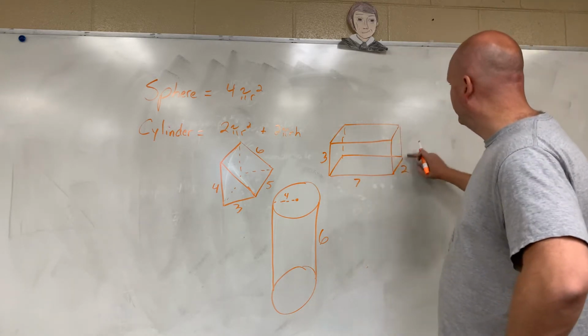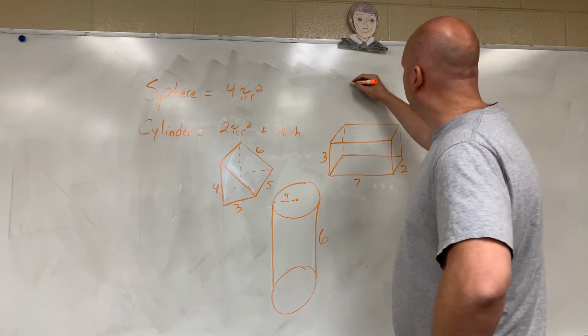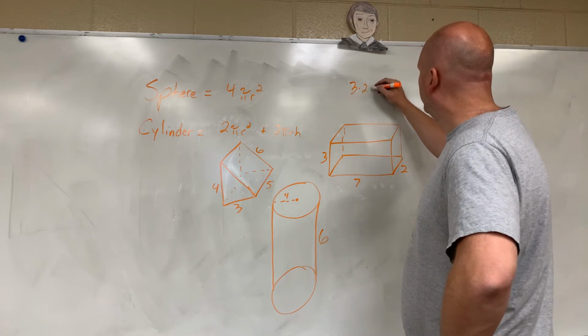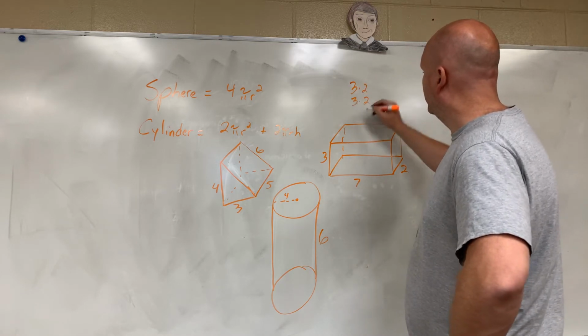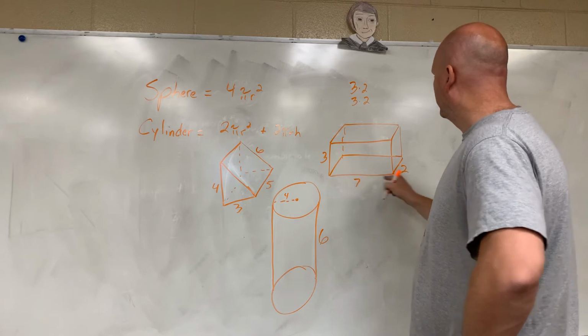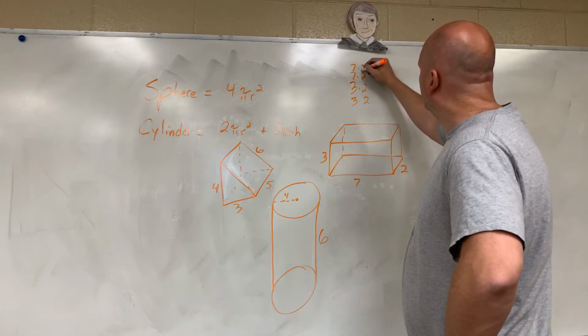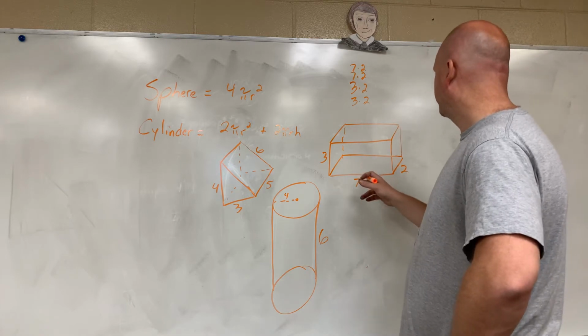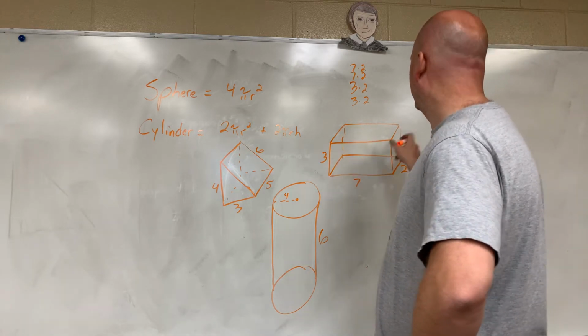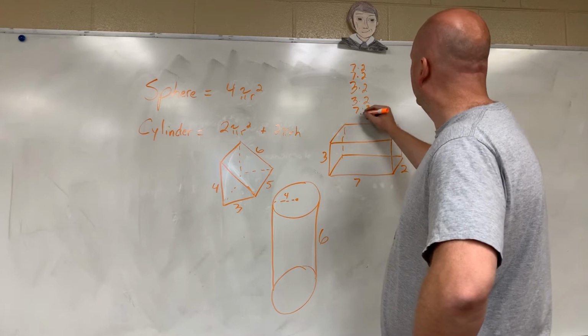So to find the area of this right side, we would do 3 times 2, and then we would do that again because we have the left side. For the bottom, we would do 7 times 2. And for the front and the back, we would have 7 times 3.